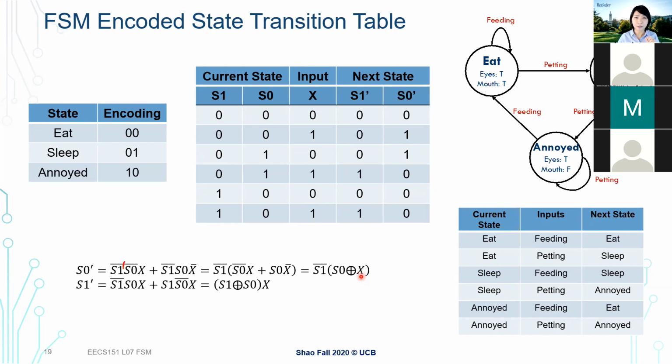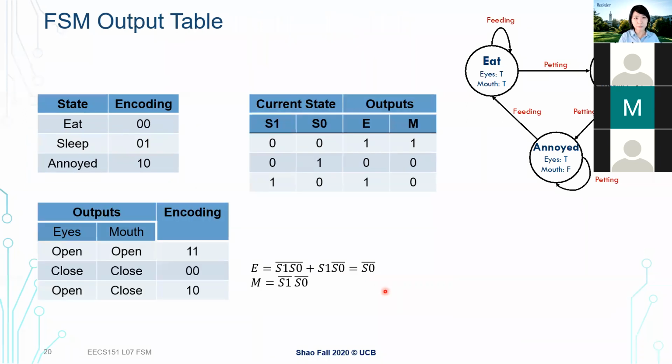But then the next question is, how about the output, right? How do we know what the output of our circuit is? So again, to express that, we list the truth table of our output here. If we look at the output in this example, the eyes and the mouth movement of my cat is only associated with the state. Here it's not associated with the input. We'll talk about why it matters in a minute.